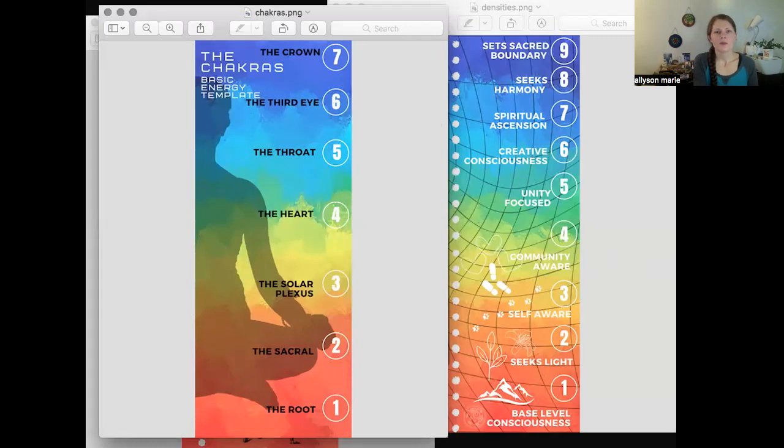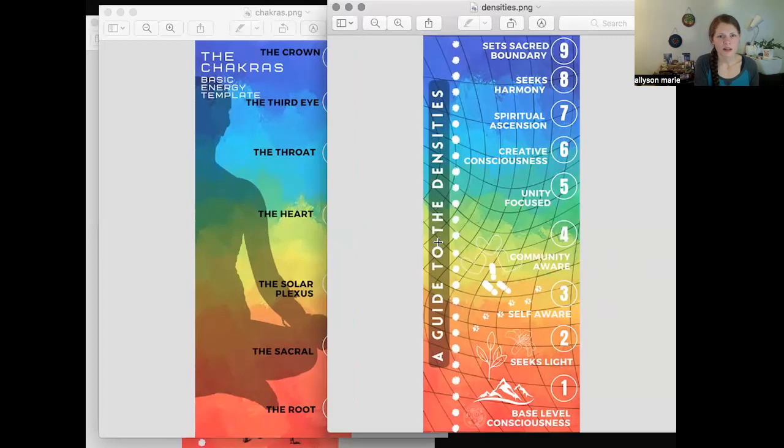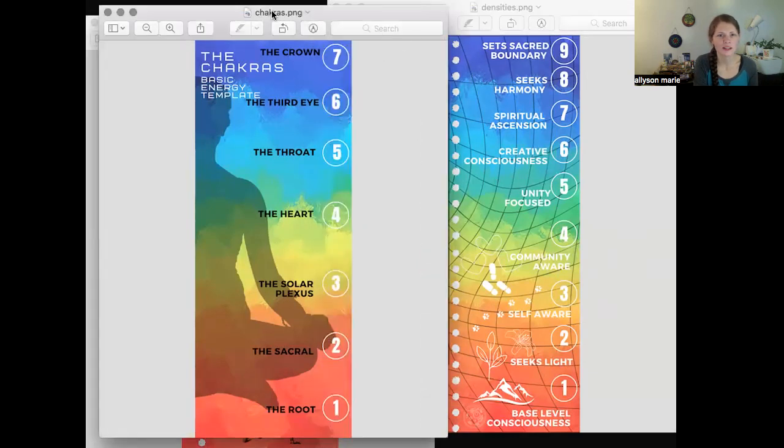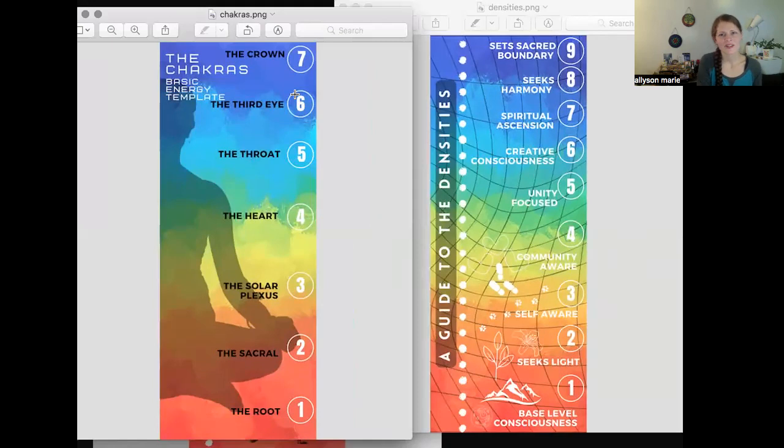So here we have the chakras next to the densities, right? I believe we do. Yes, we do. Perfect. Okay. So as you can see, I have made just a quick model of the chakras here. We have root, sacral, solar plexus, the heart, the throat, the third eye, and the crown. And next to it, I have my guide to the densities. And we have first, second, third, fourth, fifth, sixth, seventh, eighth, and ninth.